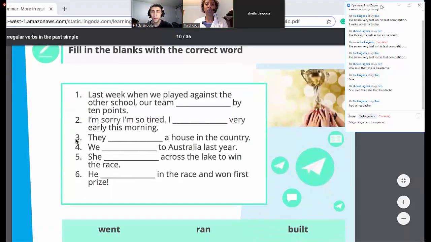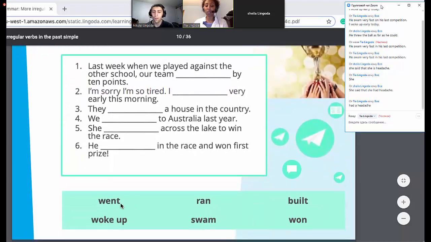So fill in the blanks with the correct word. They give you the words at the bottom here. They are already in the past simple. Look at the sentences carefully and choose the correct one. All right.